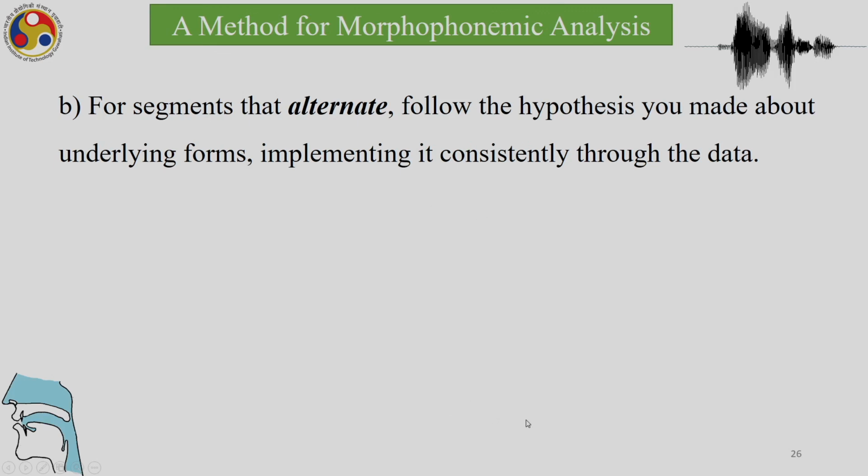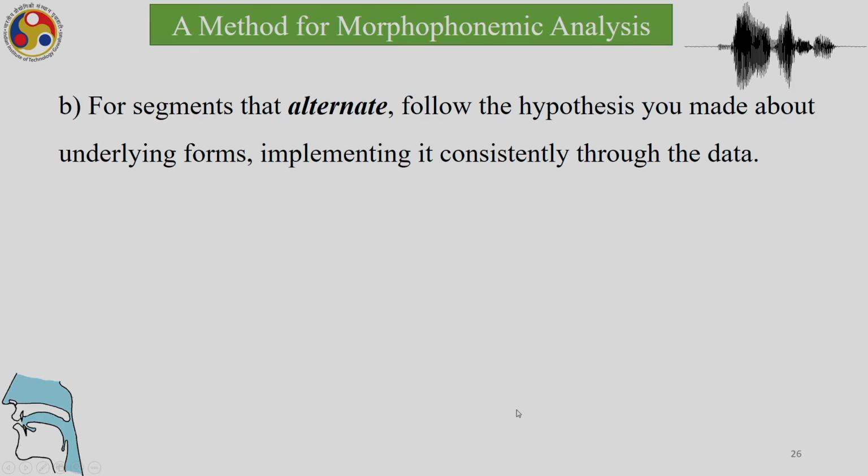For segments that alternate, follow the hypothesis you made about underlying forms, implementing it consistently through the data. That is another important aspect: you not only have to apply your underlying forms to all the forms where it's alternating, but also to all the forms where they're not alternating, to check whether there are any wrong predictions. So we have to check the underlying forms that we construct for the entire set of data and not just for the forms where we see the alternations.